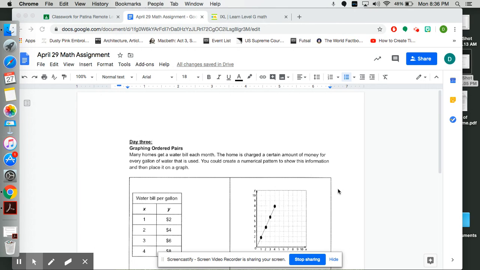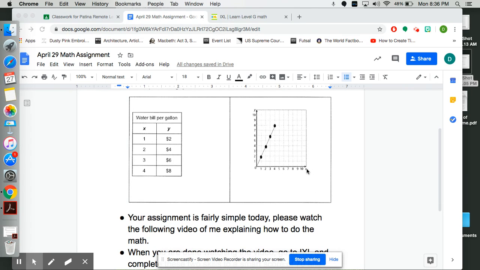This is your second to last math assignment for the week, so that's exciting. And it's something that I think is really fun to do. It's graphing. So yesterday, if you did the assignment from yesterday, you were able to plot points on that Google drawing on the coordinate plane. So, let's just review really quick.